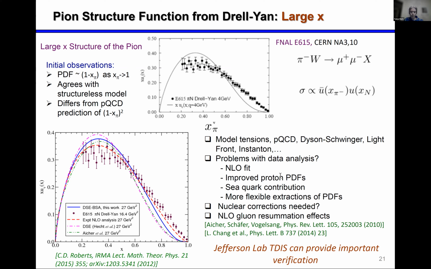There were also problems with data analysis that were addressed. So many things were considered here, but next-to-leading order fits, improved proton PDFs, charm quark contributions, and more flexible extractions of the PDFs, which relates to what I just said. There's also a very important discussion about the next-to-leading order gluon resummation effects on the theory side. And you see here essentially a summary of the most recent analyses. And all of this at large Q squared, basically the experiments at JLab can provide important input, and I'll show how the data will come in a little bit.